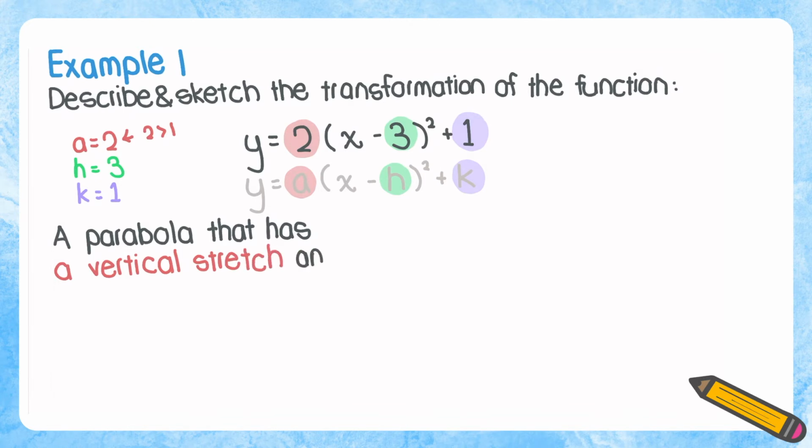And then we also have some translations, so moving left or right or up and down, we're shifting the parabola. H and K will tell us how to shift that parabola. So far we have a parabola that has a vertical stretch and a translation. Let's first look at H. Since it's positive, we're moving 3 units to the right.